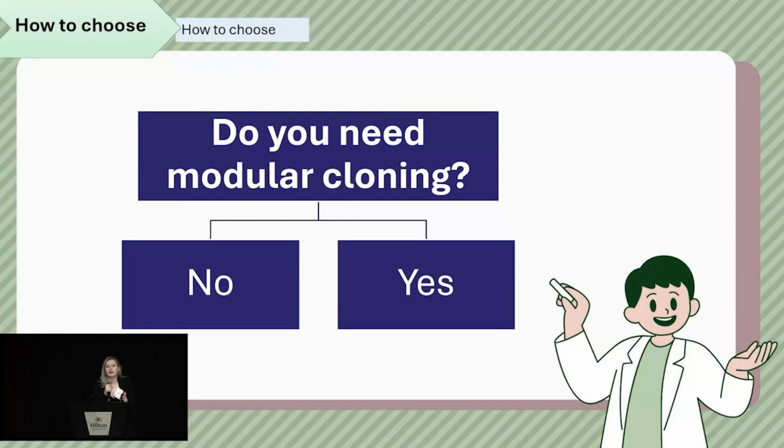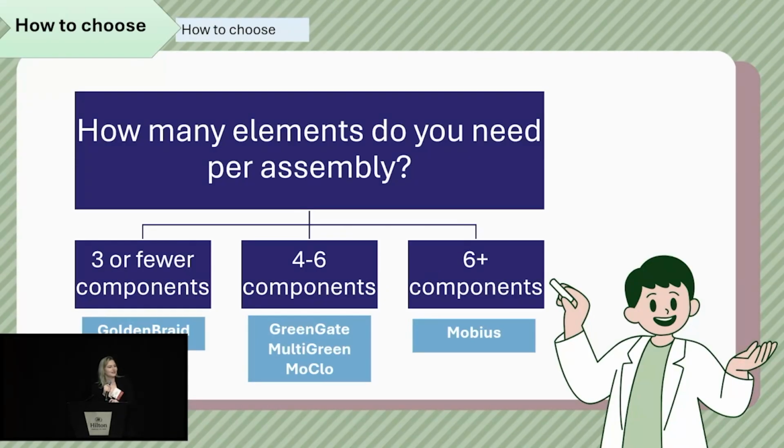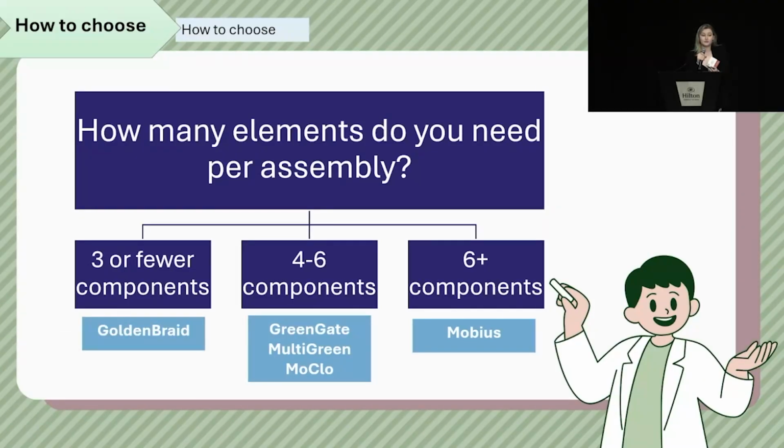So I also have a flow chart to determine which Golden Gate platform is best for y'all's lab. The first question you have to ask yourself is, do I need modular cloning? If you're only ever working with one construct really and you're just changing guides, it's not necessary for you, but I applaud you if you want to get into it. The next question I would ask is, how many elements, how many level zeros do you need for your level 1 assembly? If you need 3 or fewer, Golden Braid will work for you. If you need 4 to 6, then Green Gate, Multigreen, and Moclo will work. And if you need more than 6, I feel so sorry for you, but you'll need Mobius.